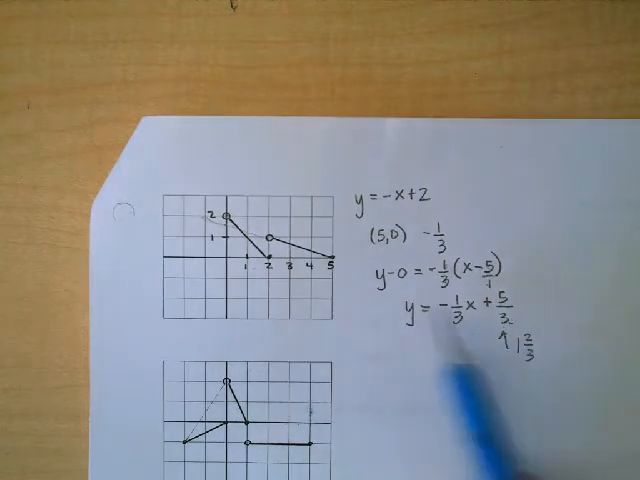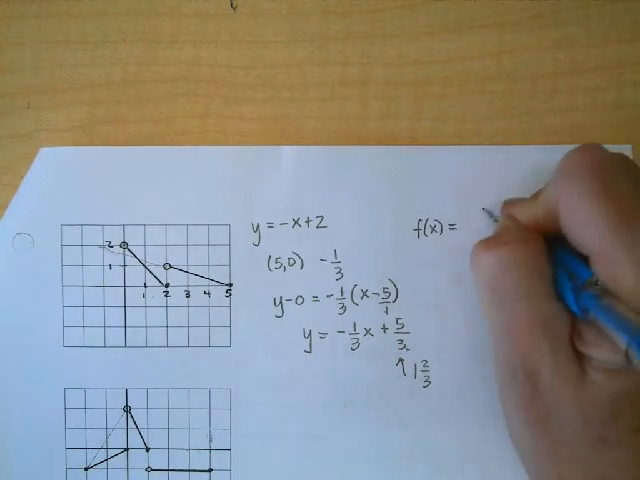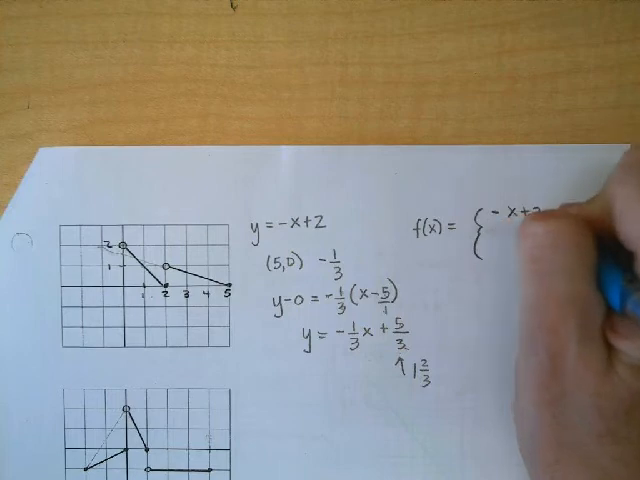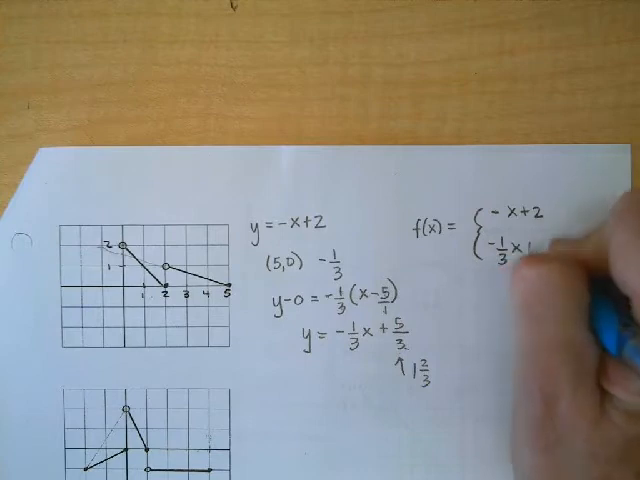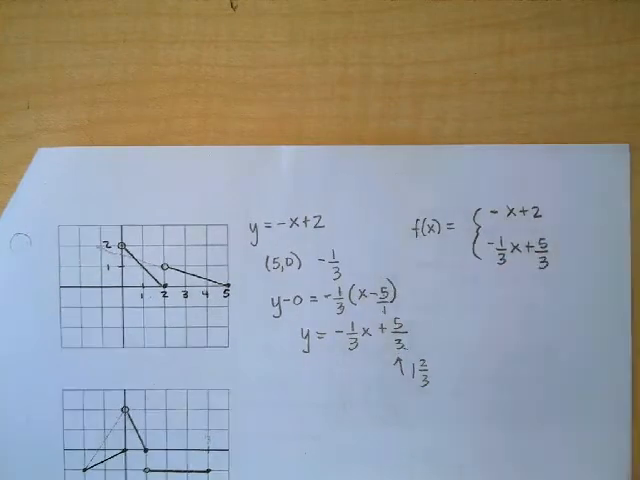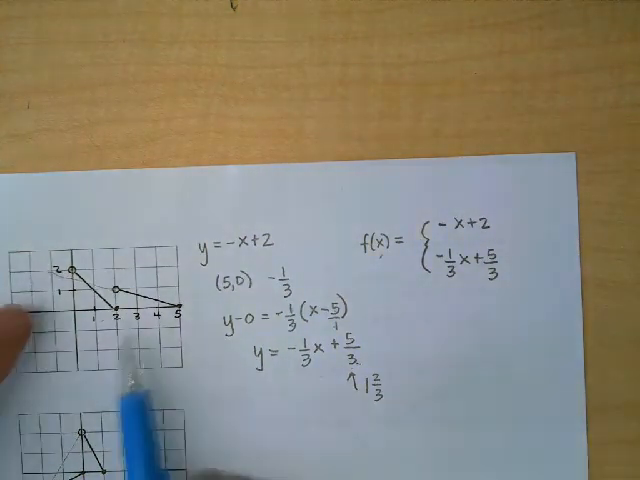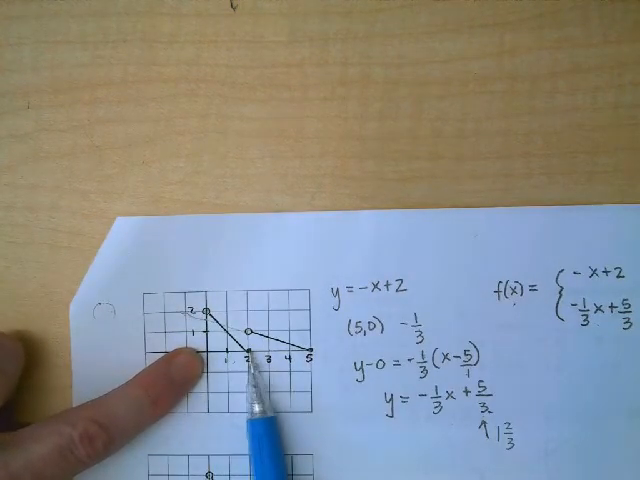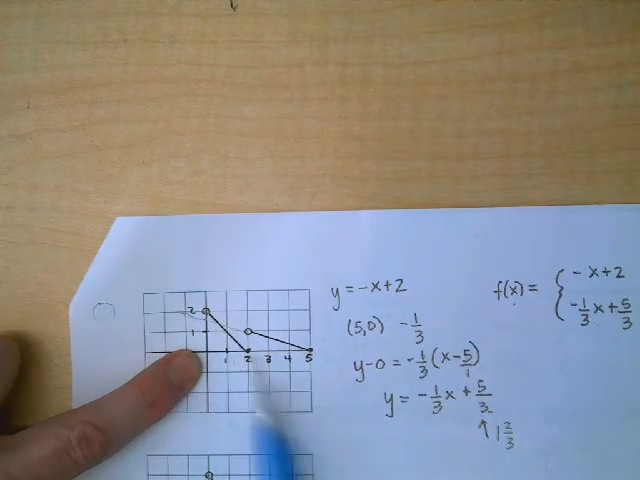Okay, so we've got our two equations. And I call it f of x. We could call it g of x, doesn't matter. Okay, so it's either going to be -x plus 2 or -1/3 x plus 5/3. Okay, notice that I've already got the y. Don't put the y in here. Okay, let's see. It equals this top one. I always am looking on the x-axis. So when x is some number from 0 to 2, don't include 0, open circle, include 2.